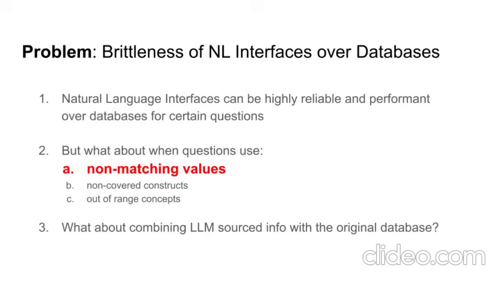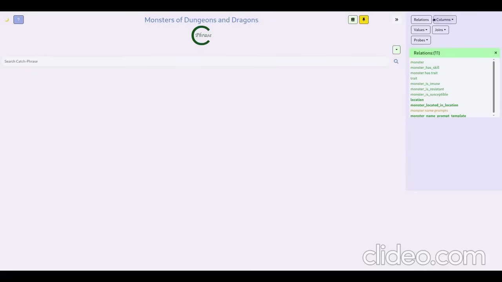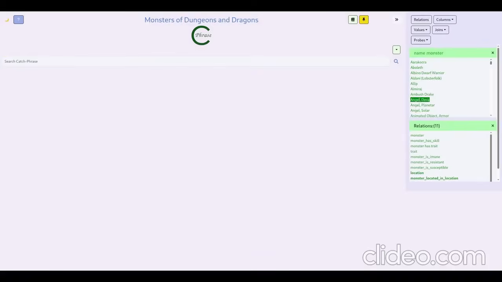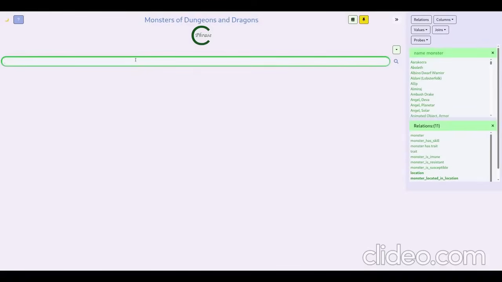So in this monster database, what we're going to look at then is, for instance, we might want to say, well, here are the monster names there on the side. So we might want to ask a question like, what's the intelligence of, let's say, angel, solar. All right, it gives the right answer because it's a literal answer. But what if we change this to an angel sun? So a sun angel, basically.